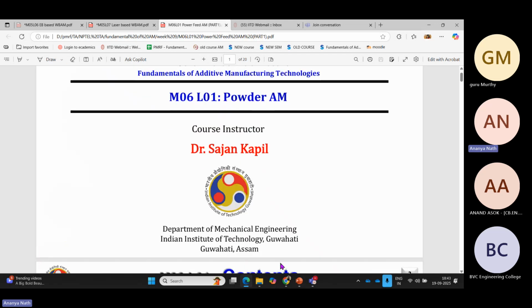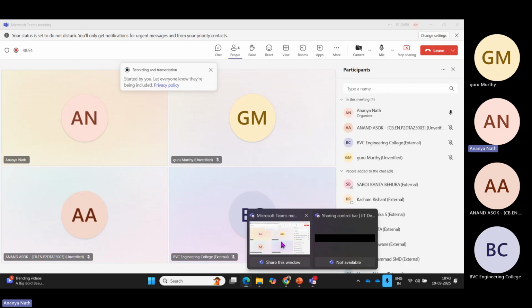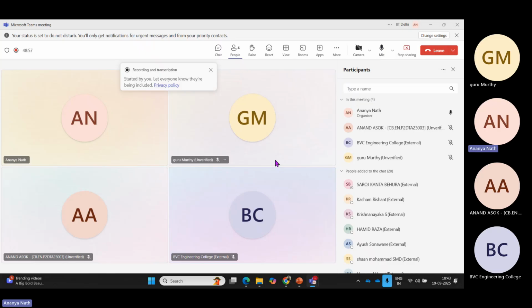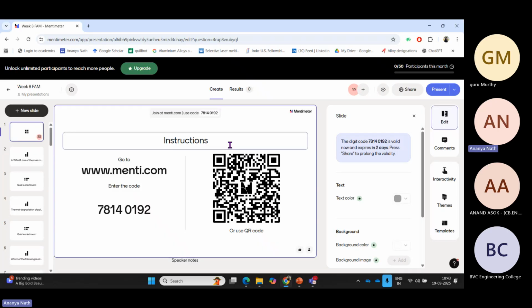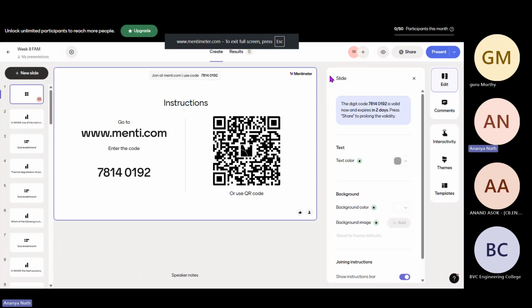Then we are going to the powder AM processes. But before that, I have the Mentimeter today. So I think it's better to go through the Mentimeter first because the Mentimeter has most of the questions from the week 8 lectures. That is the WAM process. So it will be a recapitulation as well.